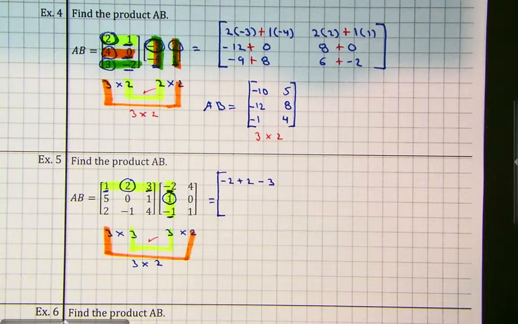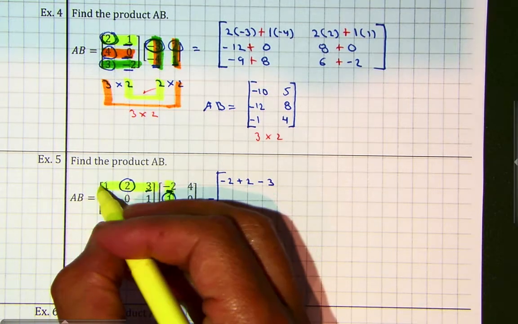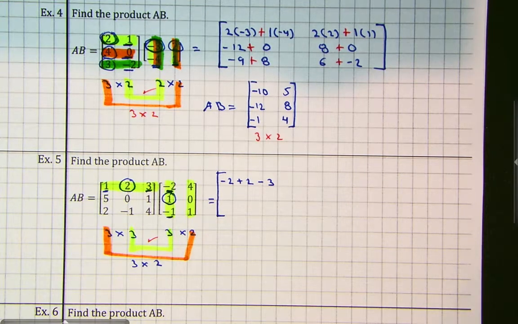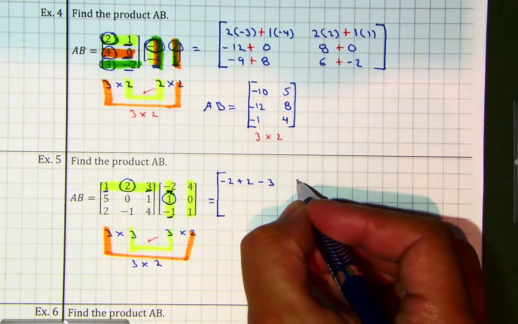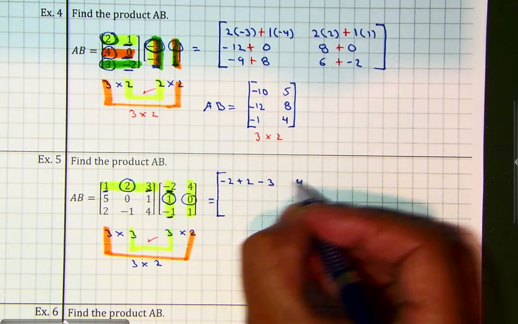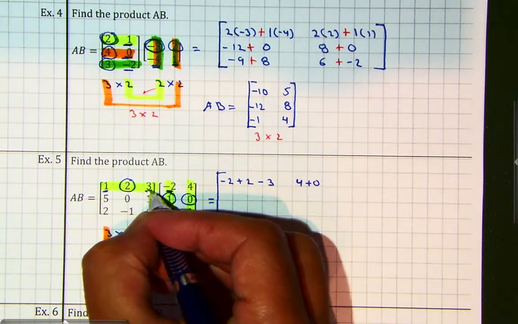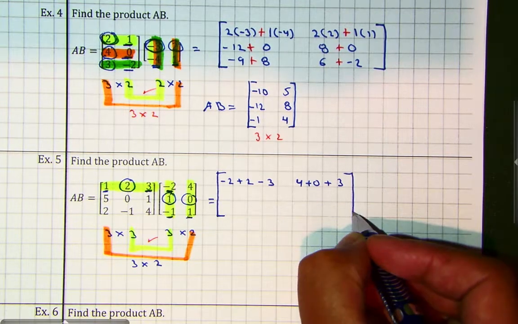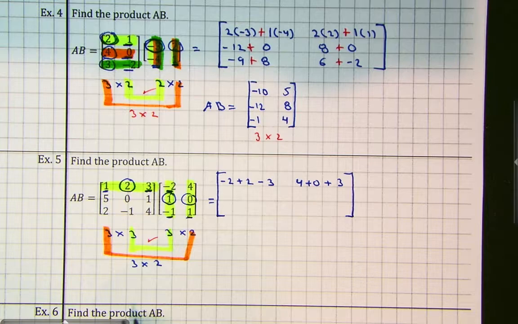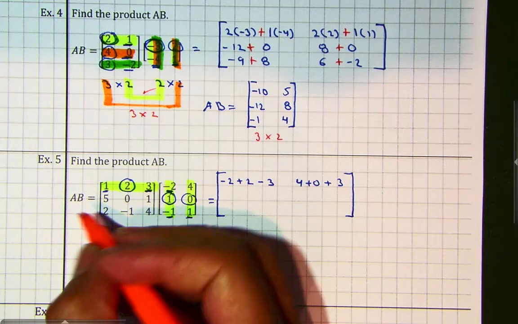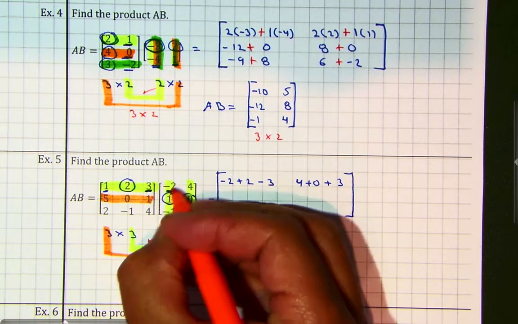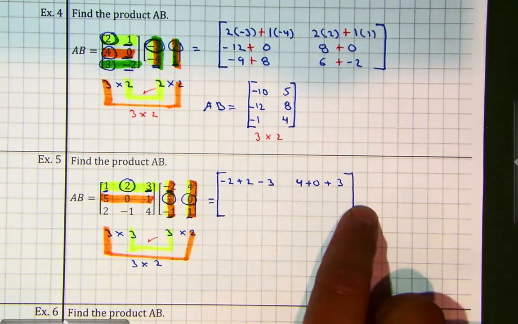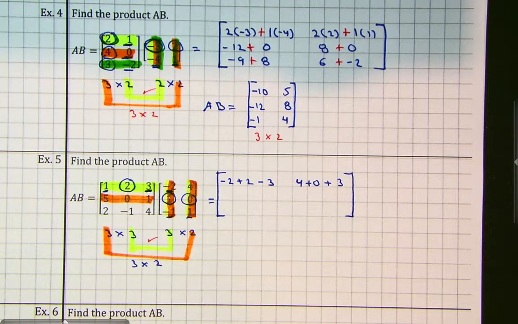And now we're going to continue with the first row, but now the second column. 1 times 4 is 4. Second number by the second number is 0. Third number by the third number is 3. And now we're going to continue with the second row and the first column, then the second row and the second column. See what you get, and then we can check our answers. Go and pause it.